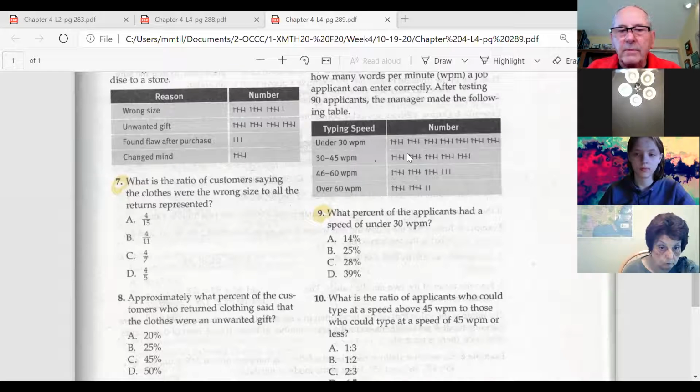Type speed of 45 words. Above 45, so it's 5, 10, 15, 20, 25, 30. There's 30 above 45, or 46 and above. So it's that divided by everything here. So it's 5, 10, 15, 20, 25, 30, 35, 40, 50, 60.